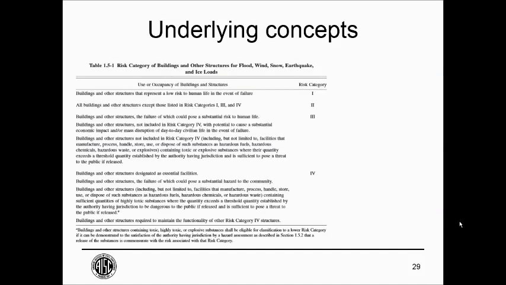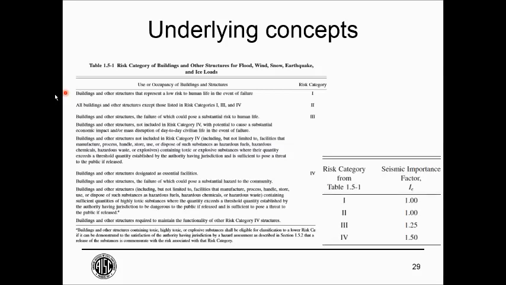So here's the table that tells us about risk categories. As you can see, risk category 2 is that catch-all, all structures except those that are in 1, 3, and 4. And risk category 1 is fairly innocuous, but still all of the requirements that apply to risk category 2 seem to apply to risk category 1 as far as seismic design is concerned. So here are the importance factors that go along with those risk categories. These are the seismic importance factors.